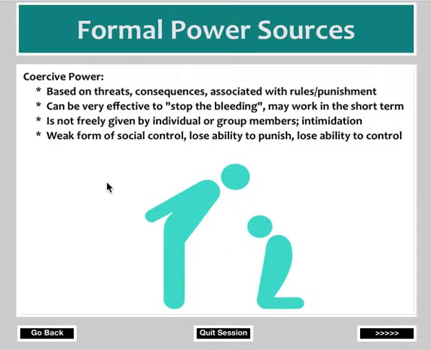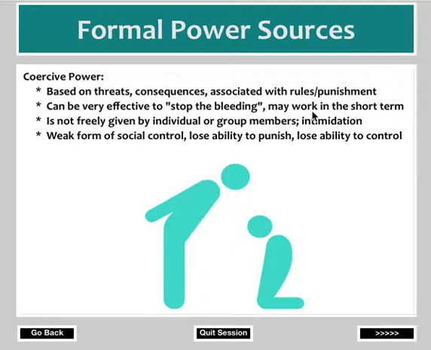Okay, coercive power is based on threats and consequences, and it's associated, in terms of how people look at change, with the outer position of rules, rewards, and punishments. Now, coercive power can be extremely effective, especially if you have to stop the bleeding in a situation. You can use coercive power. You can coerce individuals by punishing them or threatening them and things like that. And it may work, but in the short term, it doesn't really work in the long term.